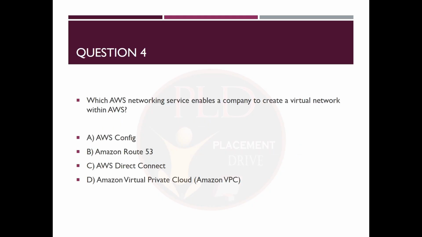Now let's proceed to the fourth question. Which AWS networking service will enable a company to create a virtual network within AWS? Option A is AWS Config. Option B is Amazon Route 53. Option C is AWS Direct Connect. Option D is Amazon Virtual Private Cloud, that is Amazon VPC.